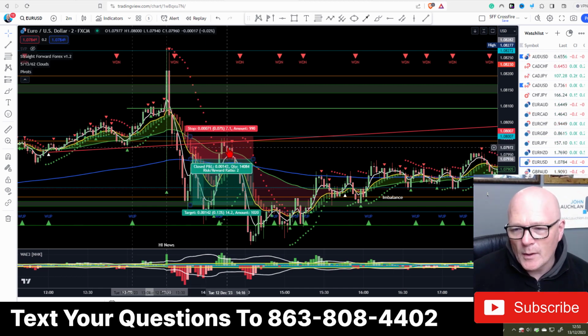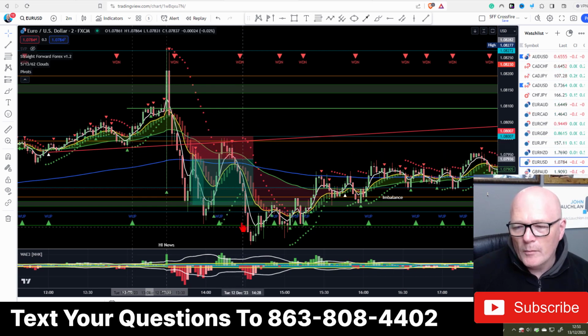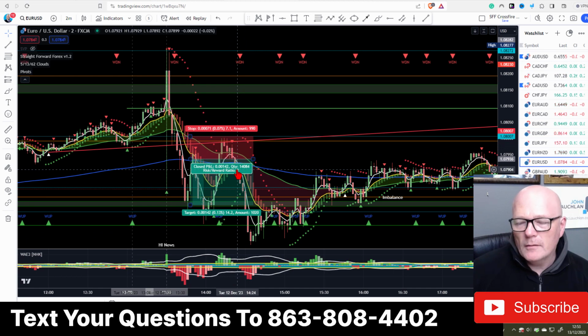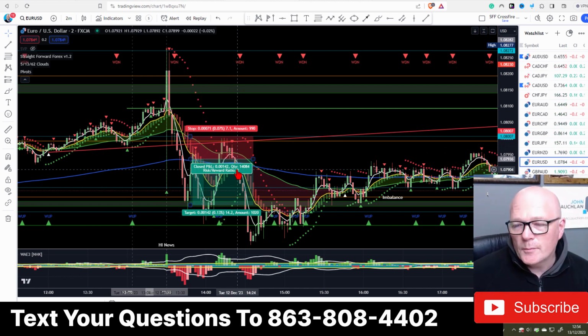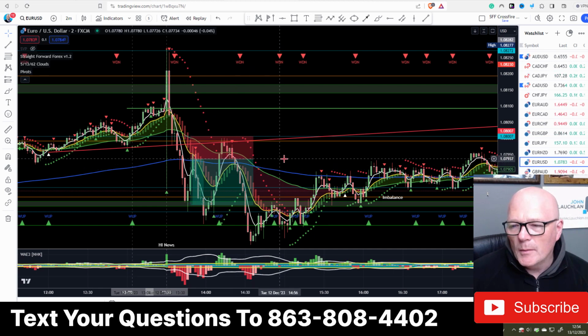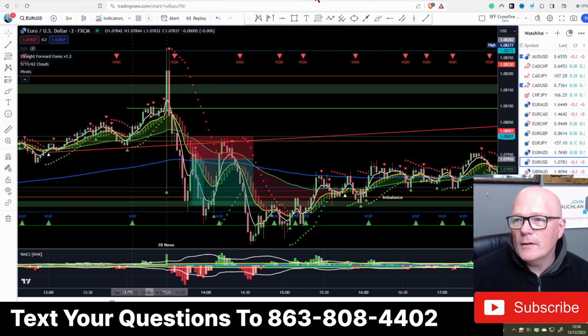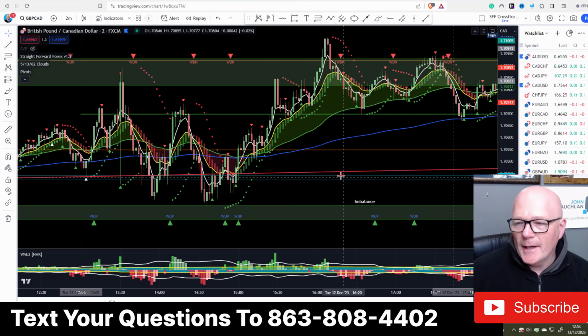This one set up nicely for a sell, so you could have taken another trade there for a similar risk to reward. With this strategy and my risk management, I always like a 1 to 2, and that does me fine. So that's Euro USD.